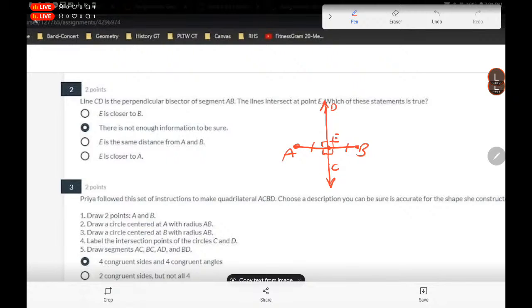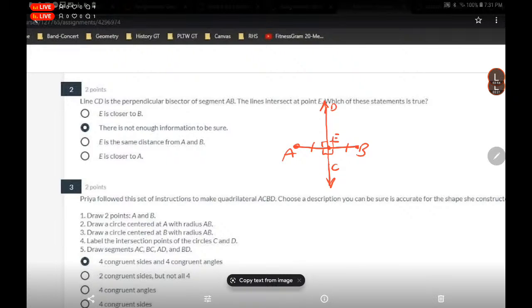So E is closer to B. No, it's the same distance from B as it is from A. Oh, so that one is not true. Let's see about the next one. E is the same distance from A and B. Yes. DC is the perpendicular bisector. That means it bisects the segment AB. That means E is the same distance from A and B. So that's definitely true. And E is not closer to A. E is the same distance from A and B because DC is the perpendicular bisector, and E is a point on that bisector, by definition.